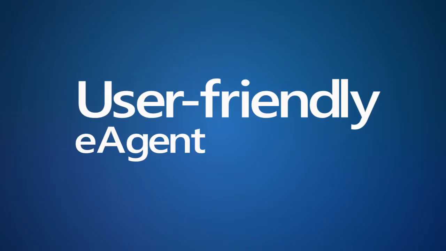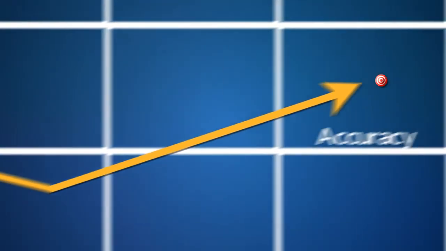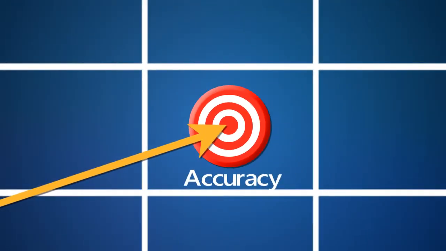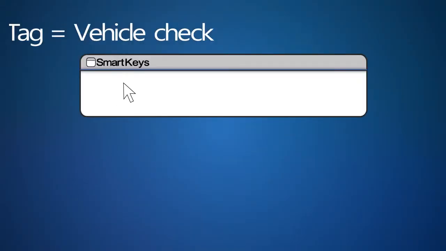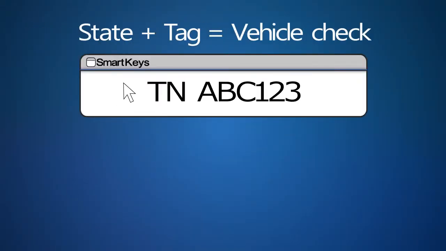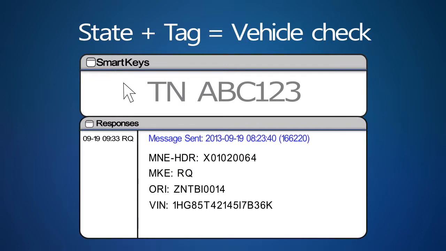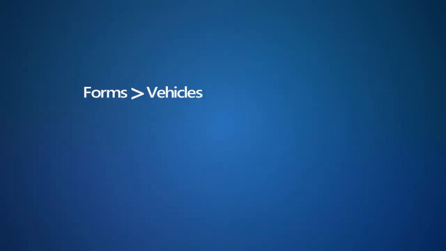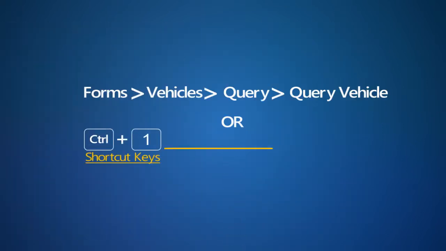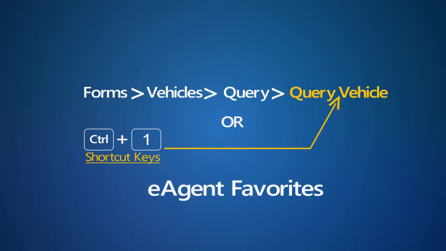Our user-friendly eAgent software provides rich, intuitive features that increase the speed and accuracy of our clients' daily tasks. Use the Smart Key window to access common queries used by your agency without ever opening a form. You can also set up personal shortcuts to navigate to forms quickly with eAgent Favorites.